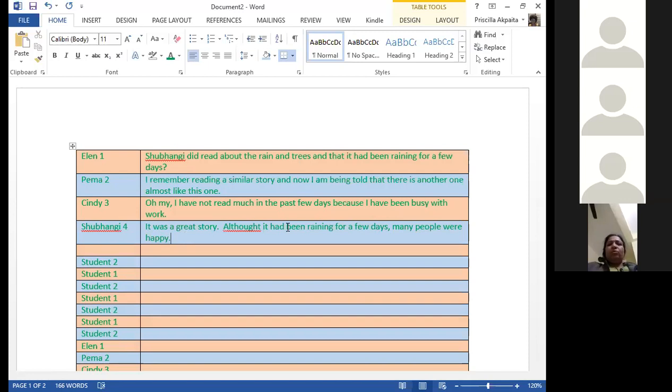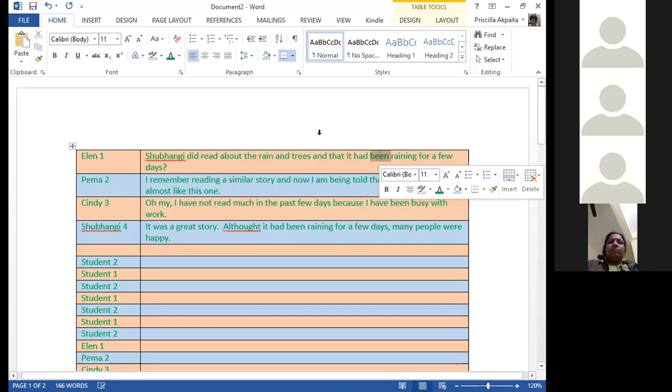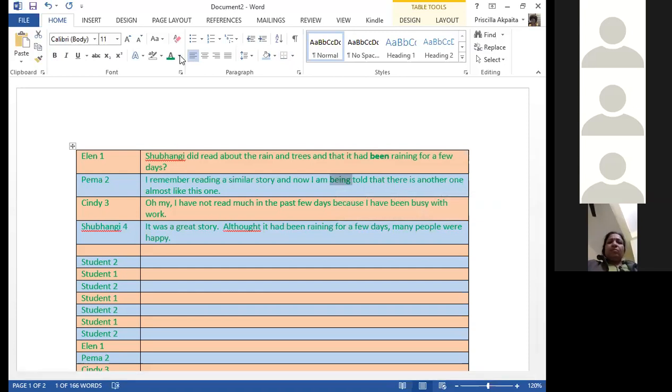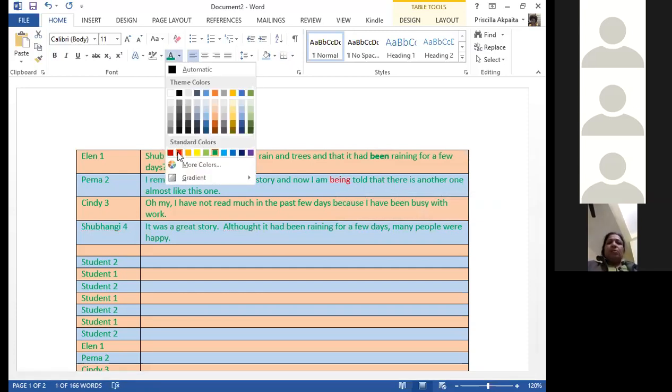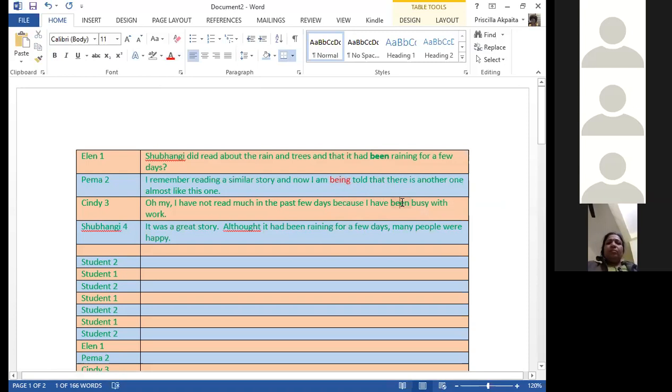Shibangi, did you read about the rain and trees and that it had been raining for a few days? Pima? Yeah, I remember reading a similar story, and now I am being told that there is another one almost like this one. Good. Sandy? Oh my, I have not read much in the past few days because I have been busy with work. Okay.